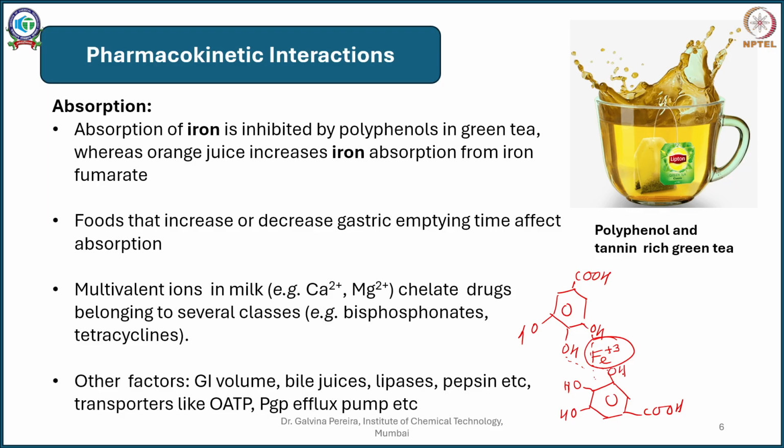Similarly, when you are drinking milk, it is observed that milk contains numerous metals; it's a good source of calcium as well as magnesium. This calcium and magnesium chelate certain drugs, especially those belonging to tetracycline. So tetracycline forms tetracycline-calcium complexes, or bisphosphonates also form calcium phosphonate kind of complexes, and as a result they are rendered insoluble. Now when they are rendered insoluble, their bioavailability also decreases.